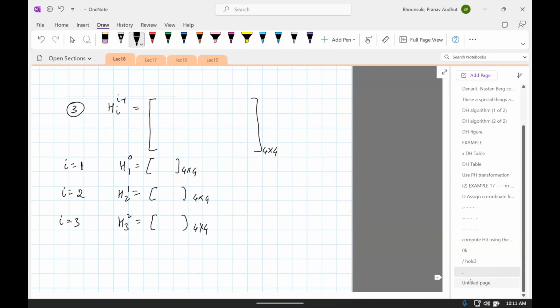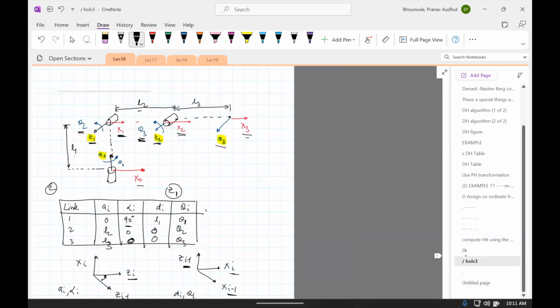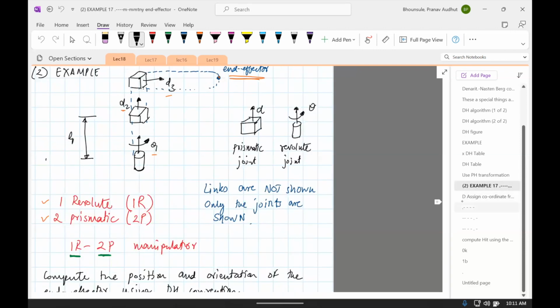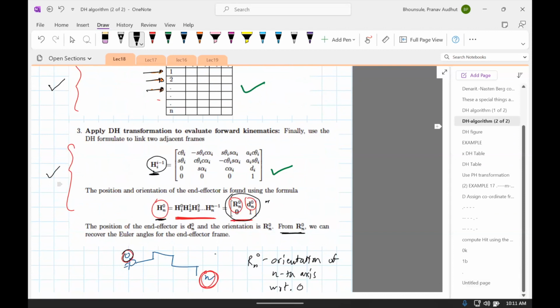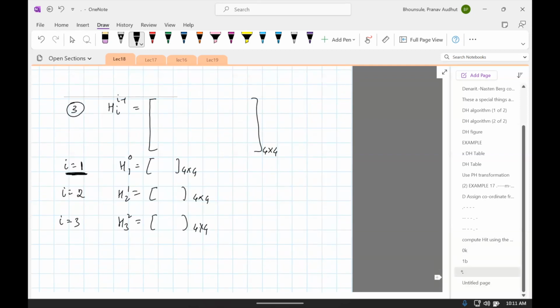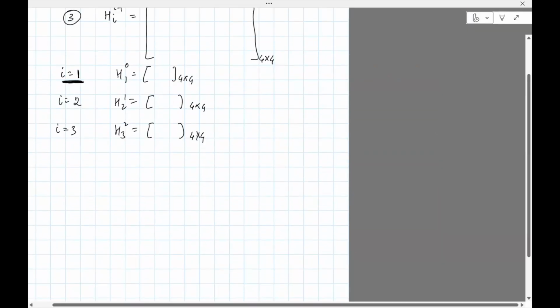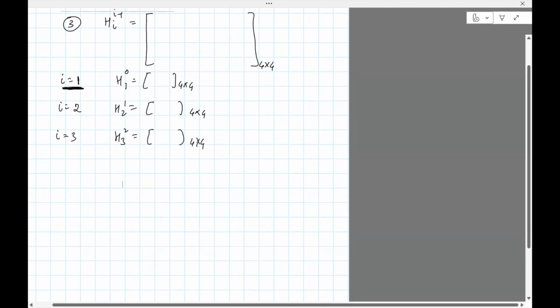So how do you actually do this calculation? When you put i equals 1, you will look at these parameters, 0, 90, L1, theta 1. You will then go here, and you'll put the corresponding values here. So you can see alpha i, theta i, s i, d i, all those will go here. This will basically give you what the H is. So this is how you compute these individual homogeneous transformations.